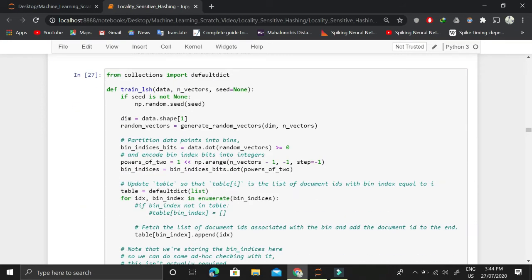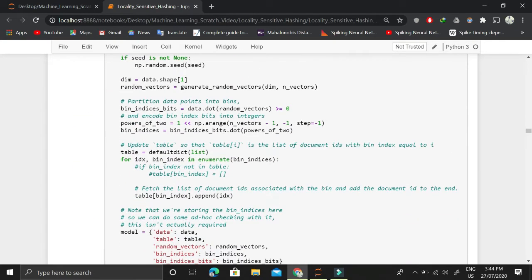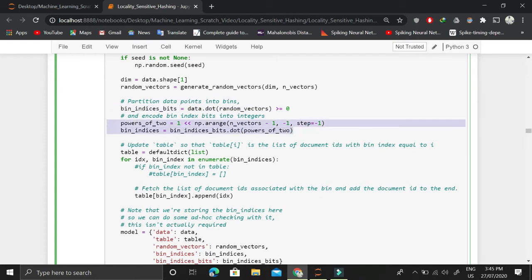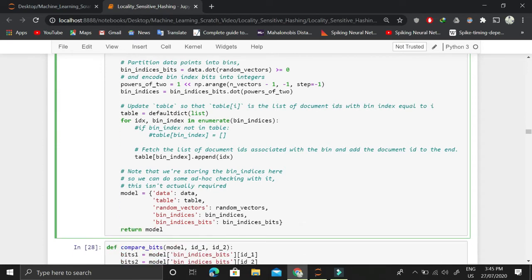Then we will combine all of the above logic into a single function where we generate random vectors. We take the data and multiply it with the random vectors to get the binary representation of the bins. Then we convert this binary representation into integer bins, and then we use those integer bins to update the table, so that table I is the list of document IDs with bin index equal to I. This is just storing the information for each index.